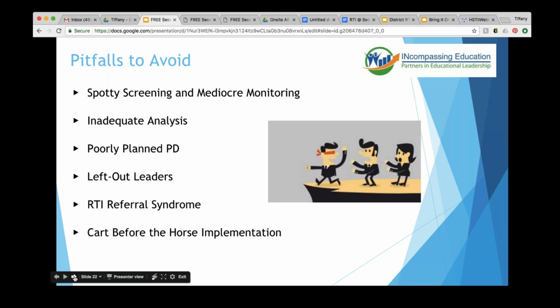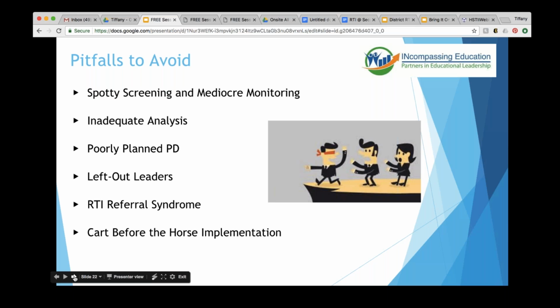You also don't want to find yourself with inadequate analysis of data or of how the program is going. With RTI implementation, the one thing I can guarantee is that you are going to have multiple in-flight corrections. You are going to implement things, and when you reconvene with your RTI task force to evaluate how things are going, you're going to say, okay, we're doing things this way, but I think if we changed it just a little bit, this would work a little bit better. As you work those kinks out, you want to make sure that you're conducting an analysis of the program as you go through that.